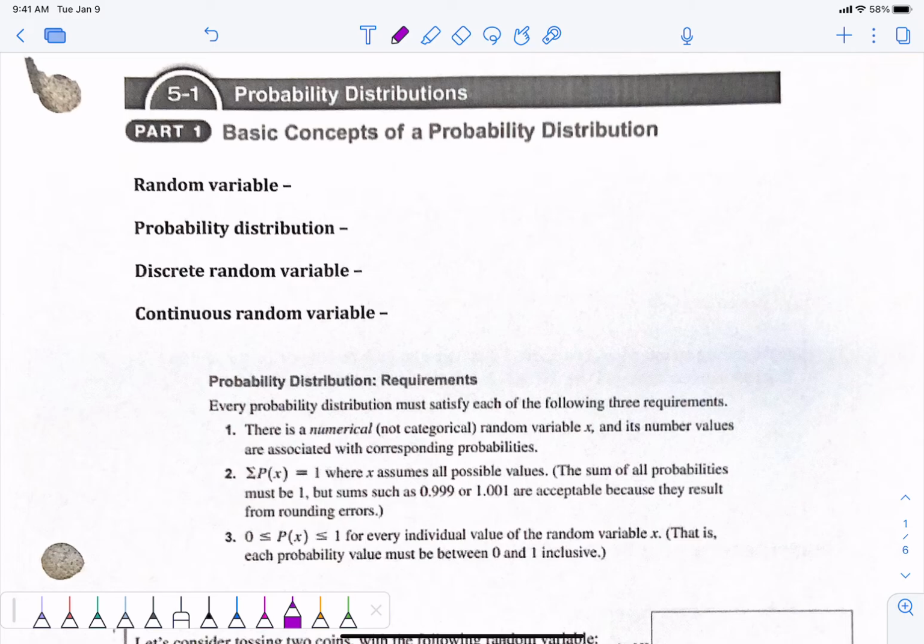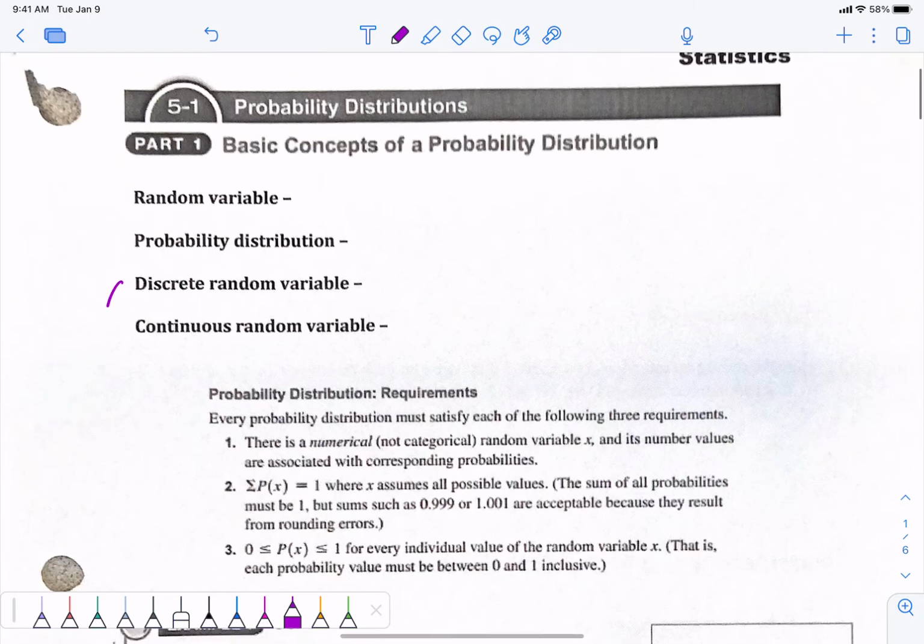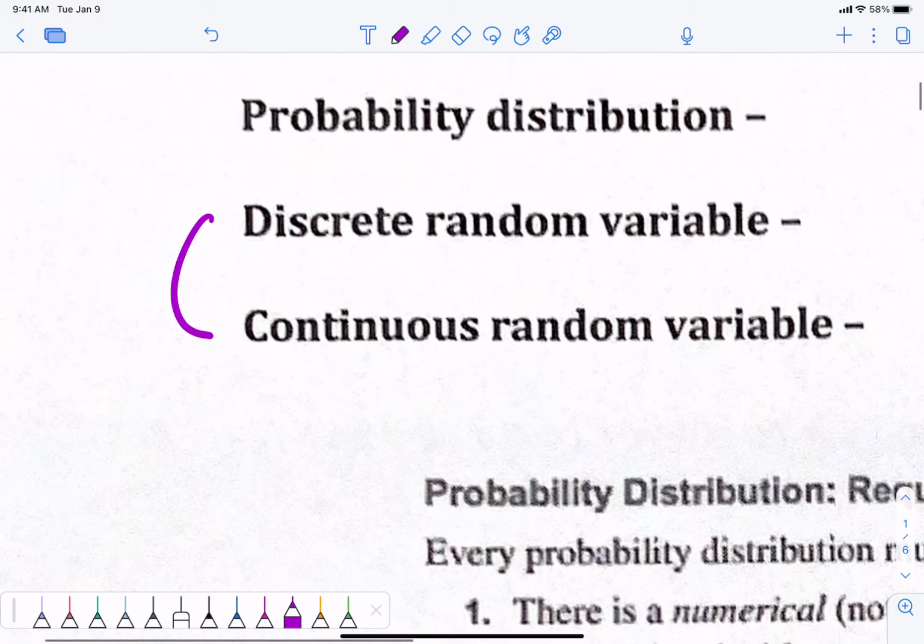All right, so just like each one of these chapters, they front load it with some vocabulary stuff. We have random variables, probability distributions, discrete random variables and continuous random variables. Okay? So let's talk about, I'm going to skip down to the bottom too. Let's talk about the difference between discrete and continuous.